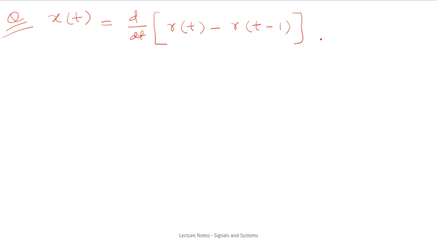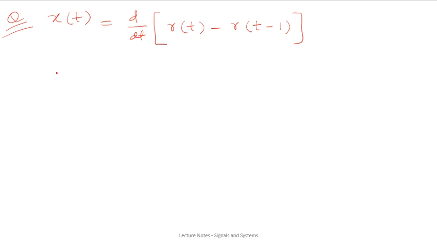Now next similar problem. The next problem states that x(t) equals d by dt of r(t) minus r(t minus 1).